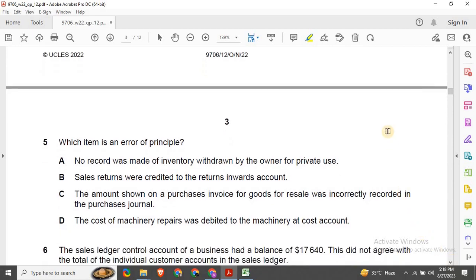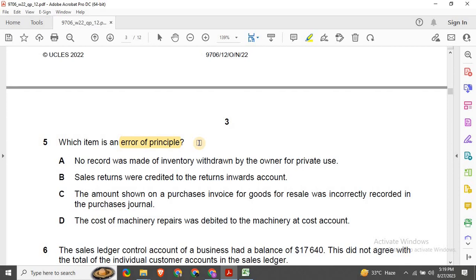Question 5. Which item is an error of principle? If you remember the errors, errors of principle are those errors which occur in a different class. You wrote an incorrect account of a different category or different class. Let's figure out which one is the different class here.